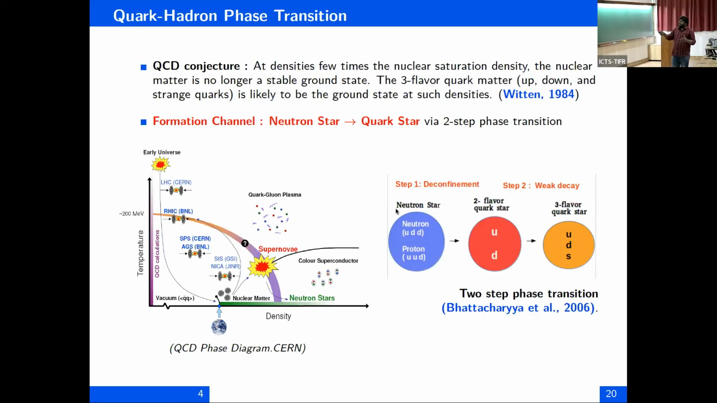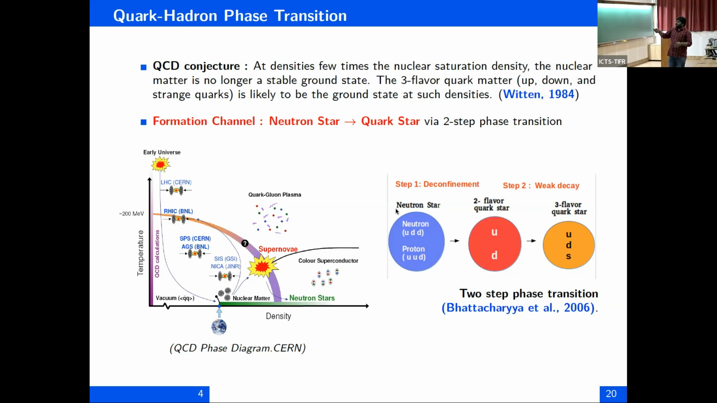Also, in the seminal work done by Witten in 1984, he suggested that at densities a few times the nuclear saturation density, nuclear matter is no longer the stable ground state. The 3-flavor quark matter consisting of up, down, and strange quarks is likely to be the ground state at such densities.